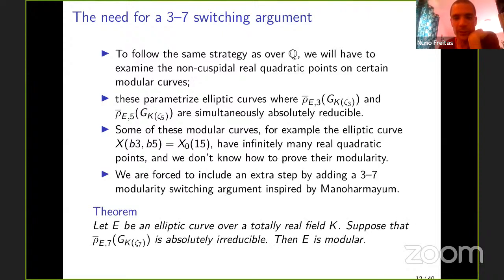So to circumvent this, what we're going to do is to introduce an additional modularity switching step. And now it's going to be 3-7 modularity switching. And this is an idea that appeared in the work of Manoharmayum. And analogously to the previous theorem for 3-5 modularity switching, what we can prove now is that given an elliptic curve over a totally real field K, if the image mod 7, again of the restriction to K(zeta_7), is absolutely irreducible, then the elliptic curve is modular.